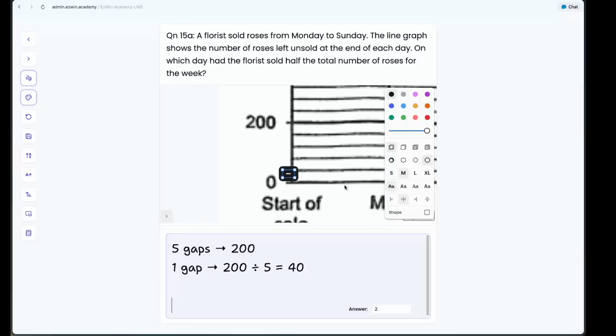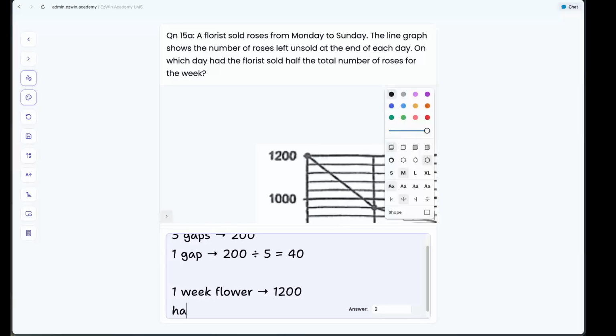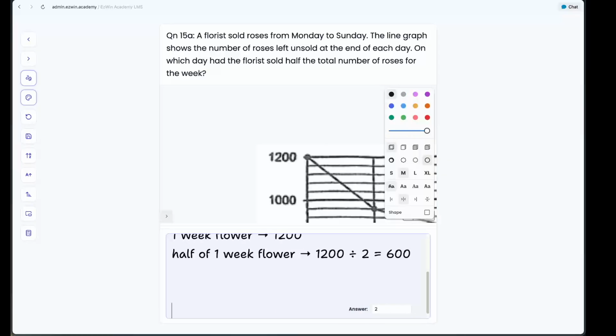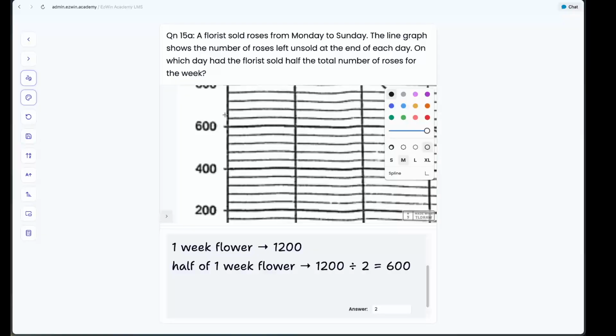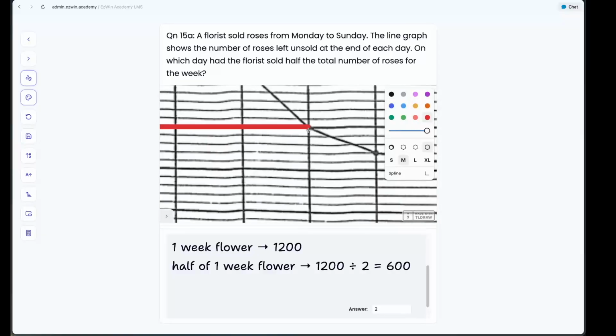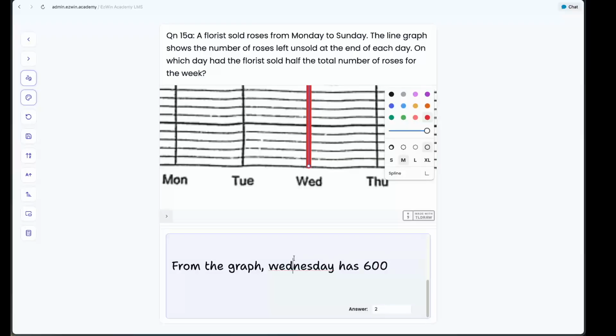In this case, what is the total amount of flowers we have in 1 week? So 1 week of flowers is equal to 1200. Then half of 1 week of flowers is 1200 divided by 2, and this will become 600. So we want to find out which day is 600. We look at 600, draw a line to the 600, and you see there is a point. Can you guess which day it is? If we go down, it is Wednesday. So the answer is Wednesday.